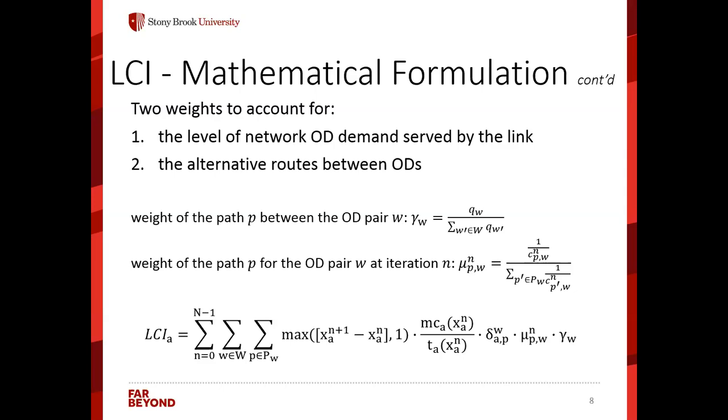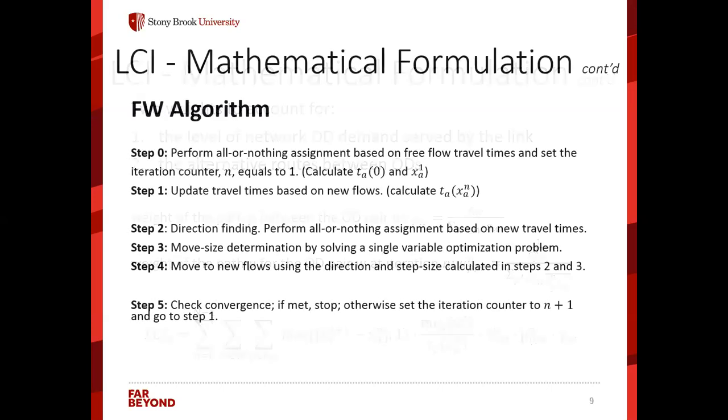And eventually we come up with our link criticality index, including marginal cost, the increases between iterations, and these two coefficients that incorporate the level of demand that is served by the link, and how many paths the link lies on, and whether there are alternatives of this path, and how viable these alternatives are, in the sense that they have very close travel times compared to the path that this link is on.